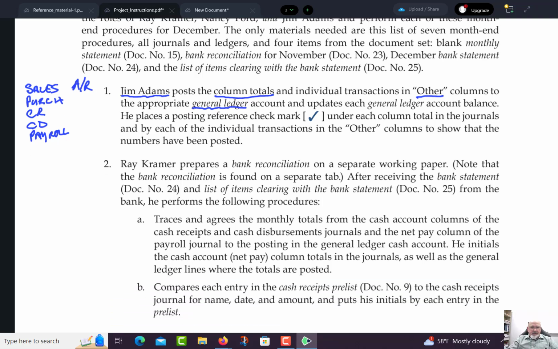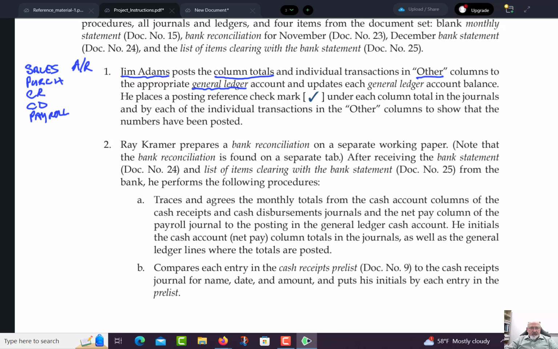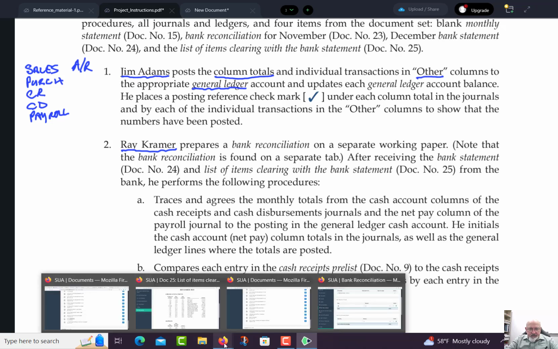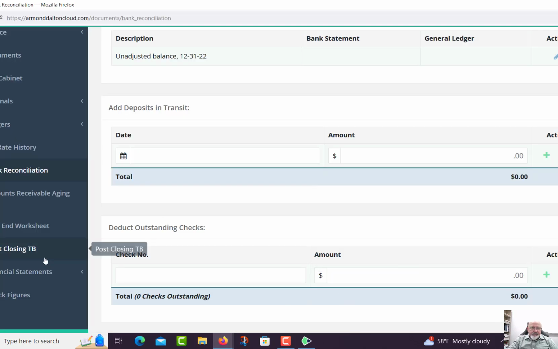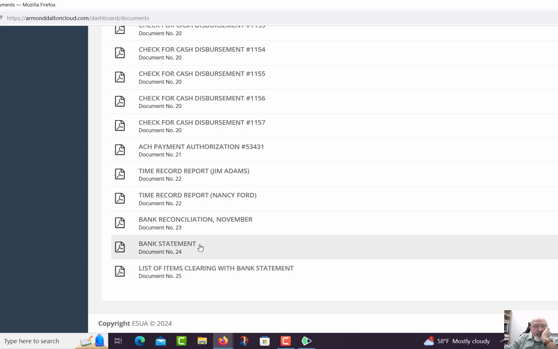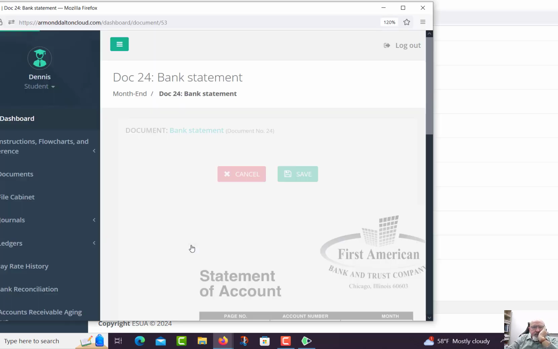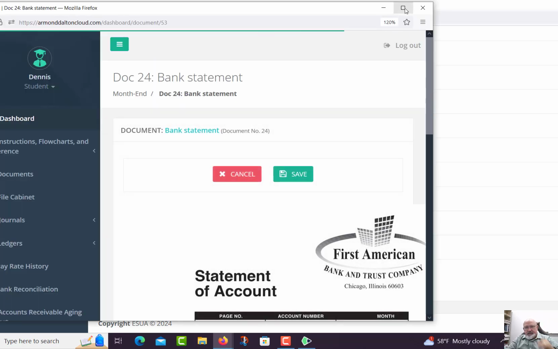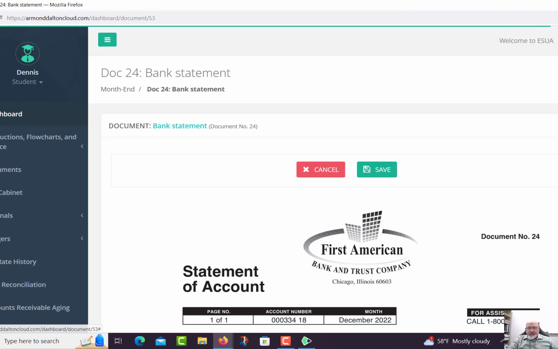The second procedure is that Ray Kramer is going to prepare a bank reconciliation. And you have all the forms for this in the case that you need. The first thing is you've got a bank reconciliation form right here. You also have a bank statement. I don't have it open right now, but it's right here. So the bank statement is the December bank statement that came in.